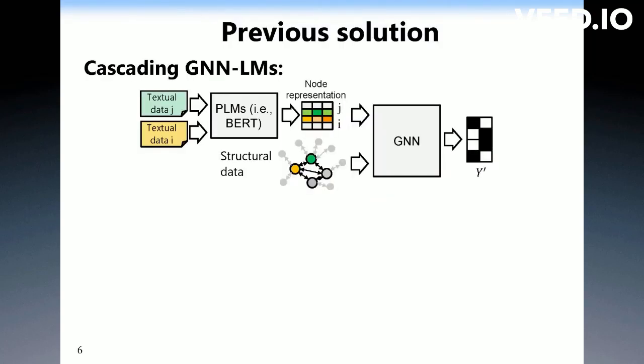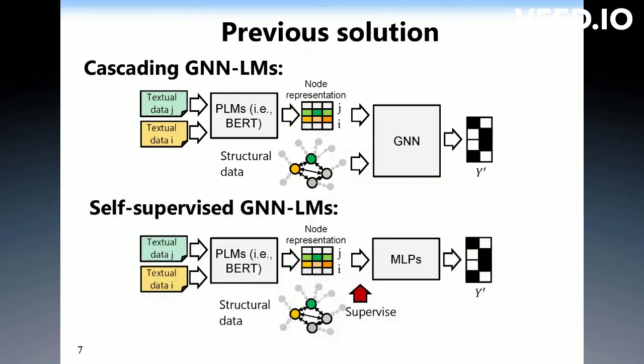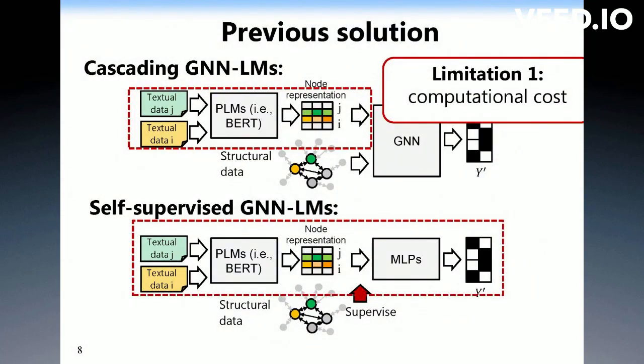Looking at previous solutions, cascading GNN and language model is a feasible method. This approach first obtains node representations from pre-trained language models based on the corresponding textual data and then conducts end-to-end learning with GNNs. Some other methods have proposed using structured data to supervise pre-trained language models, allowing PLMs to indirectly incorporate graph information. However, both of them involve fine-tuning language models, making them difficult to scale up to billion-scale models like Llama 2 and GPT-3.